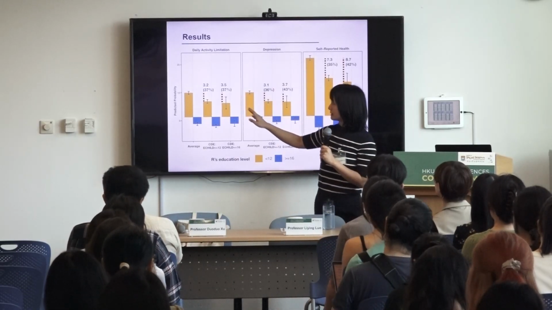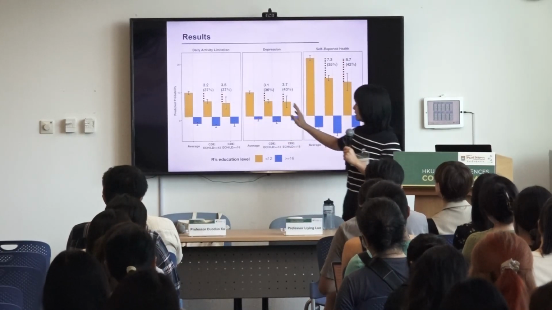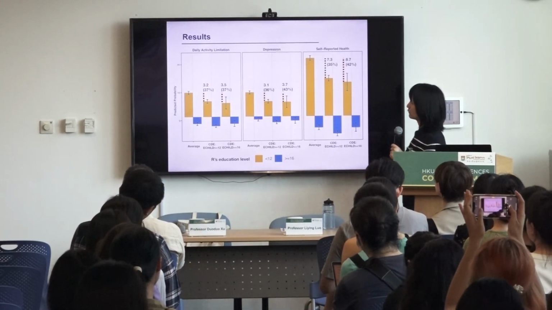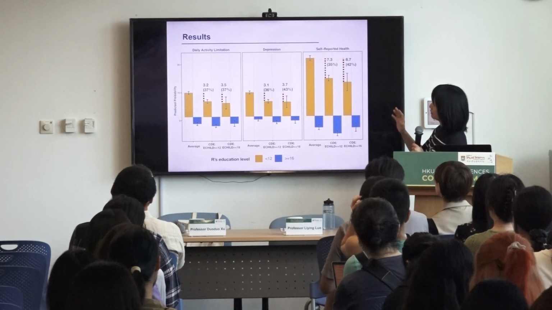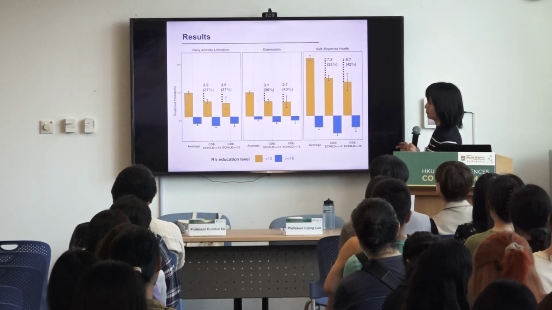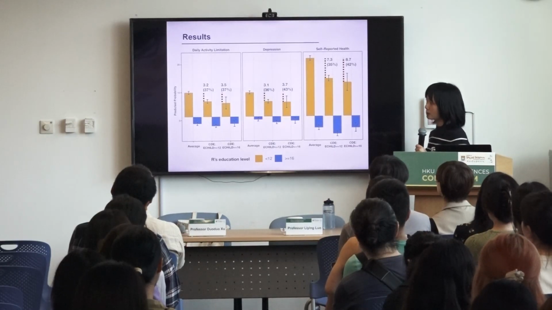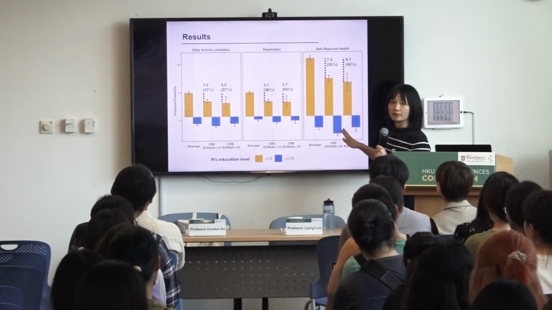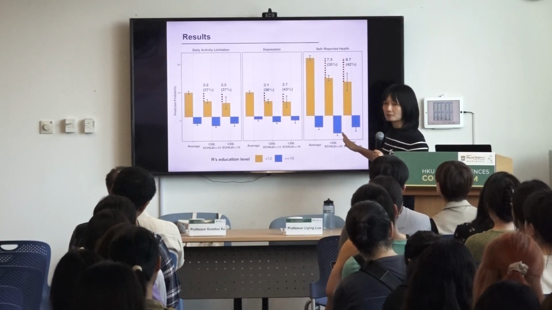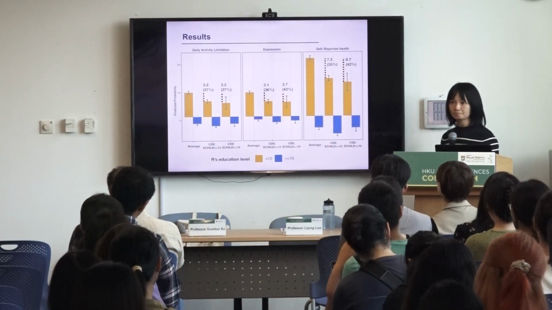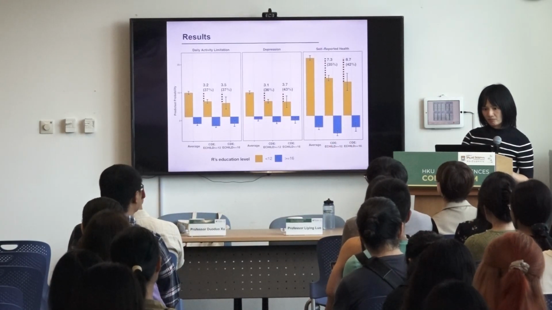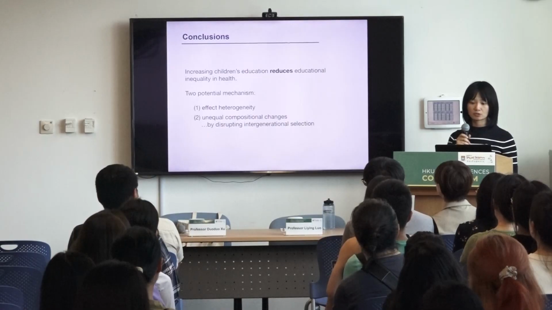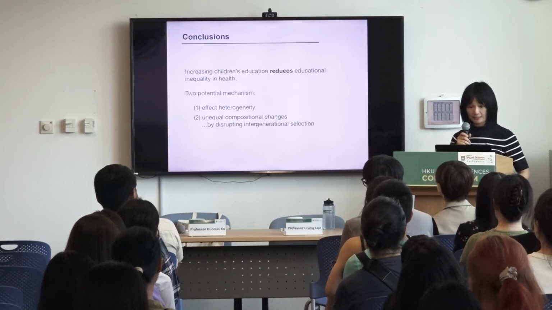If all of them have highest education, that is college completion, we see a somewhat further reduction ranging from 13.7% to 14.3% in the activity limitation, depression, and self-reported health. Again, as we have seen for cognitive impairment or dementia, the health advantage enjoyed by the most educated parents group does not change too much, at least statistically. So the conclusion is pretty straightforward. That is, increasing children's education reduces educational inequality in health.